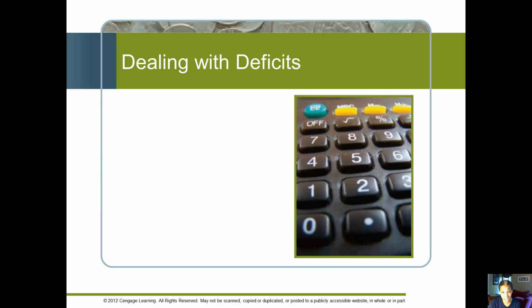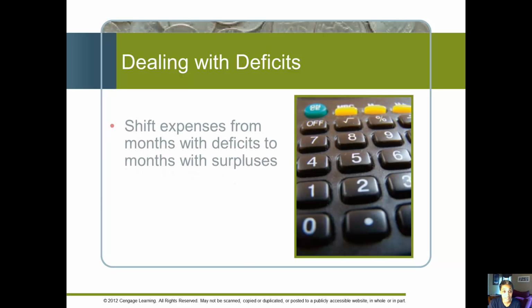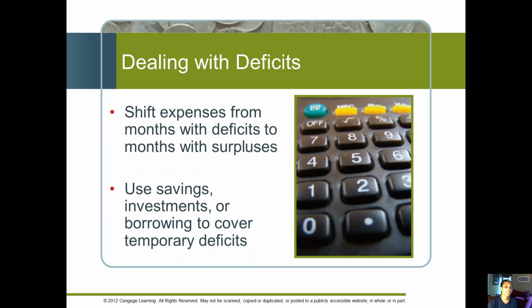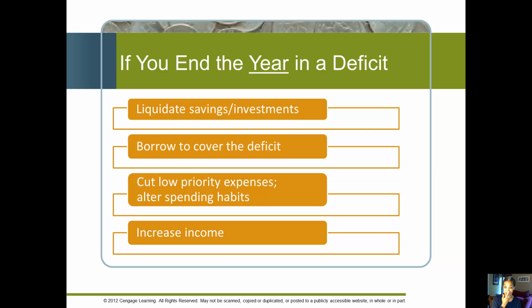So now what happens if we have a budget deficit? What we're going to have to do is shift our expenses from the months where we have a deficit to a surplus. So maybe we don't have a deficit for the whole year, but just certain months happen to have a lot of expenses coming in. So maybe we can shift those to other months. And then if that doesn't work, we might have to use our savings or investments or even borrow to cover our deficits.